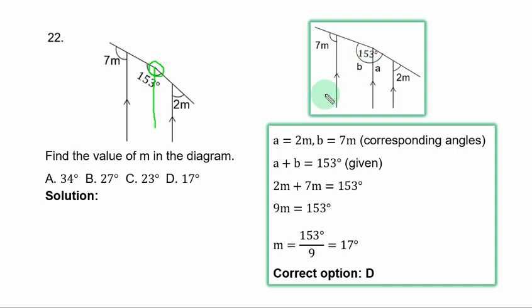153 degrees. A is equal to 2M, B is equal to 7M, corresponding angles. Now A plus B is equal to 153 degrees. That is given. A is 2M plus B 7M equal to 153 degrees. If you add, you have 9M equal to the right hand side. Divide through by 9. M is equal to 17 degrees. D is the correct option.